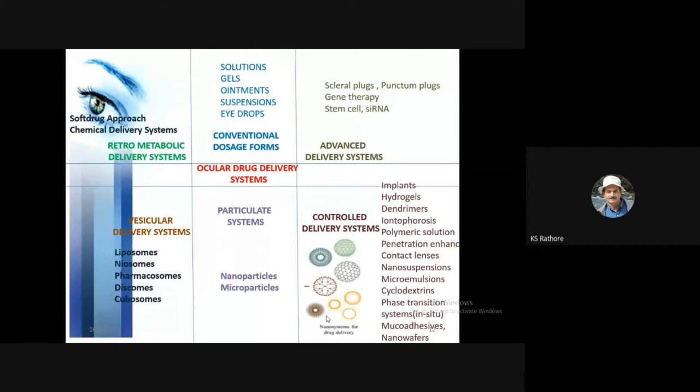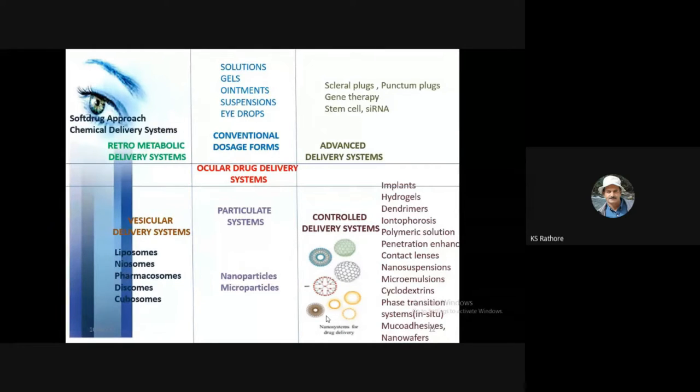The next segment is ocular drug delivery systems and what different types of dosage forms are available for ocular drug delivery. Conventional and traditional dosage forms like solutions, gels, ointments, suspensions, and eye drops are easily available, but there is a bioavailability problem. They are not properly bioavailable. In advanced delivery systems, there are scleral plugs, punctal plugs, gene therapy, stem cell therapy, and siRNA technology. siRNA technology is also used for the gene transport mechanism.